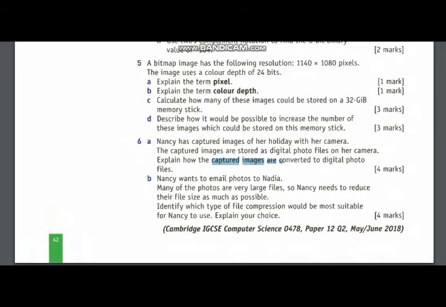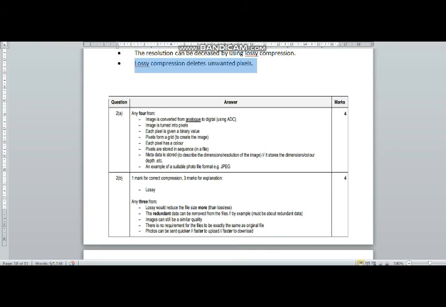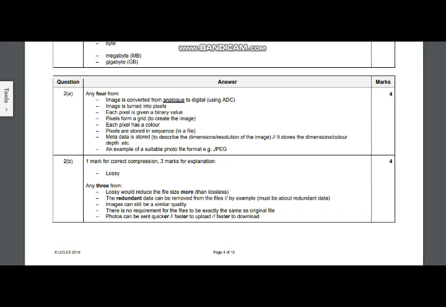And then in part B, you have been asked that Nancy wants to email these photos to Nadia. Many of the photos are so large in size that she wants to reduce the size of the file. So you need to tell the type of compression. The question is of 4 marks, so you should reply to it properly in at least 4 points.